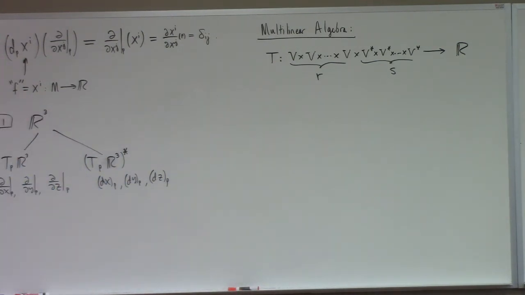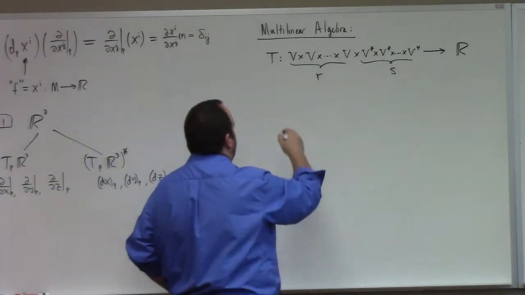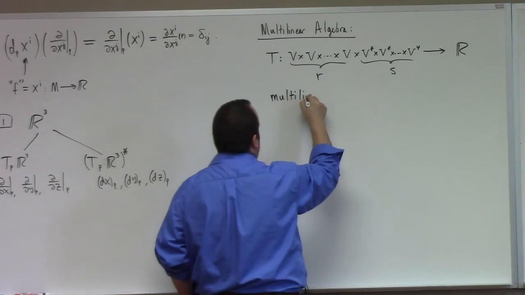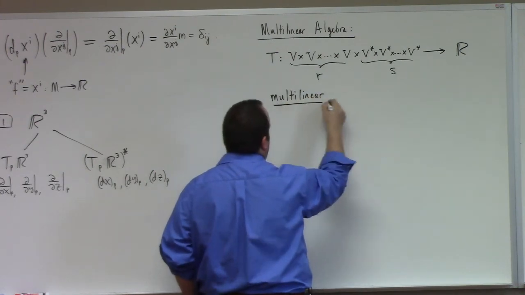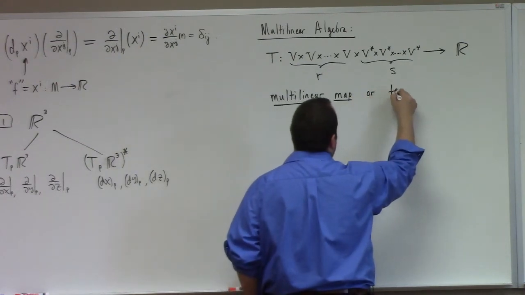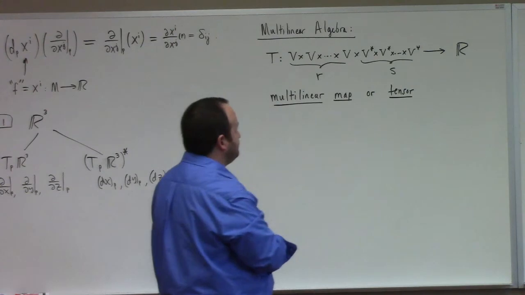Something that's a mapping from a bunch of copies of a vector space and a bunch of copies of the dual space to the vector space to the reals. If it's linear in each entry, this is called a tensor. More specifically, this is a multilinear map, or tensor.